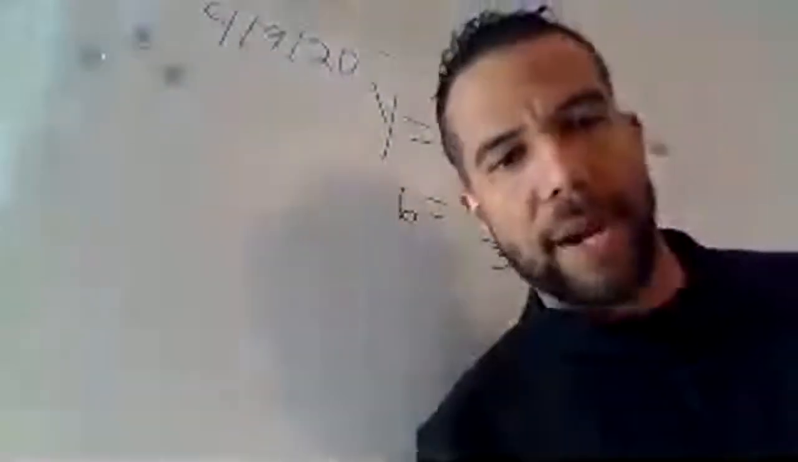To move signs around after the equal sign because we need to put it in slope intercept form. That y equals mx plus b.